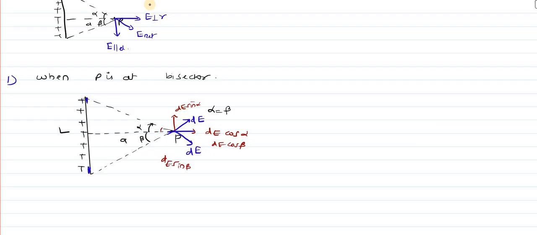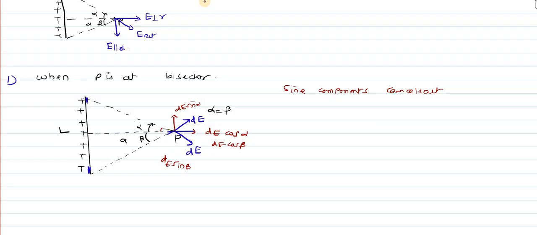But since alpha is equal to beta, what will you get? The sine components cancel out, correct? Only the cosine components get added. That is one way of thinking. But we have already done everything, so we need not worry about it.